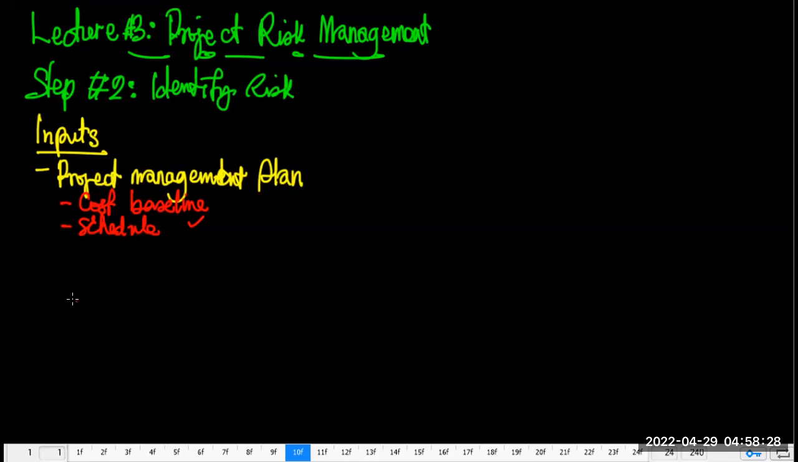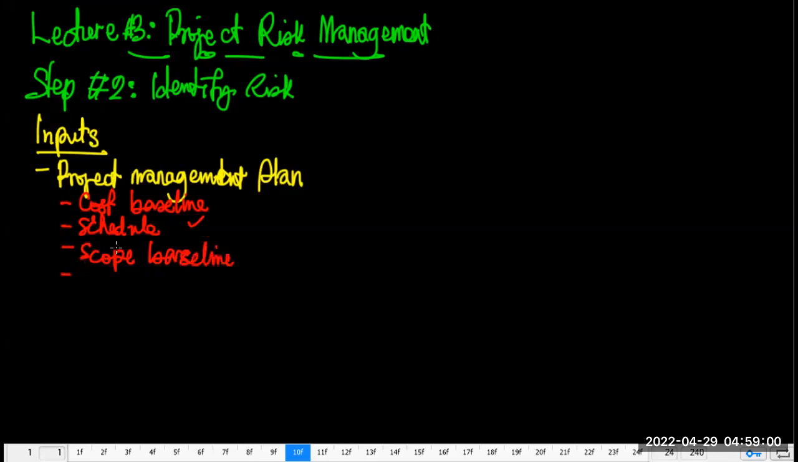And then we can also look at the scope. So what kind of risk might be related to the schedule baseline? We can obviously tell this risk will be related to schedule. We're likely not to meet deadlines. Then we can also look at the scope baseline.